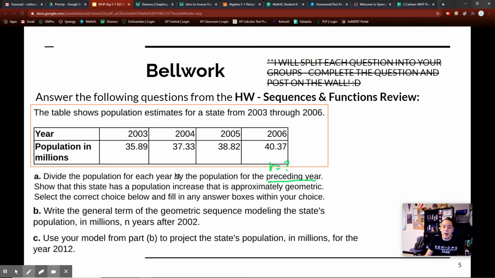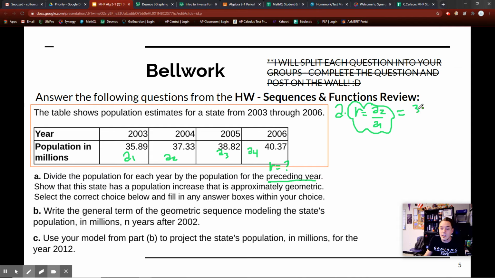Show that this state has a population increase of approximately geometric, which we will, and then select the correct choice. So what does A say? A just means in order to find R, I'm going to take a sub 2 all over a sub 1. That's all it means. What is my a sub 2? Well, my a sub 2 is this, my second term. This is my first term, this is my third term, and of course this is my fourth term. But I really just need to know those.